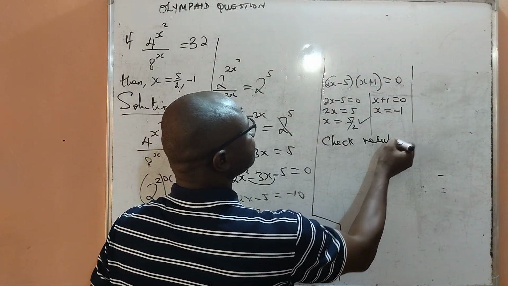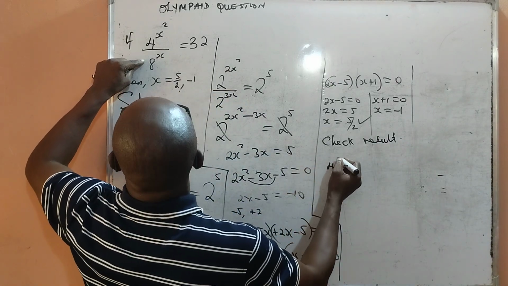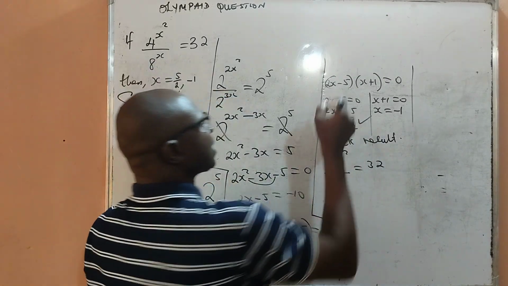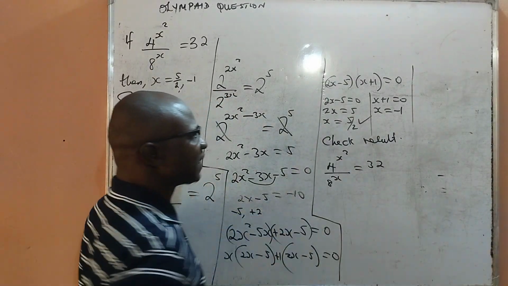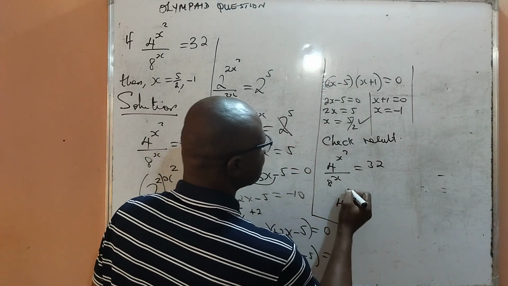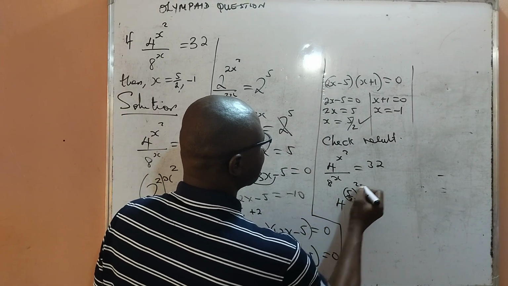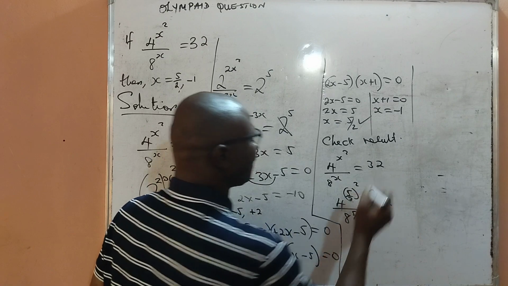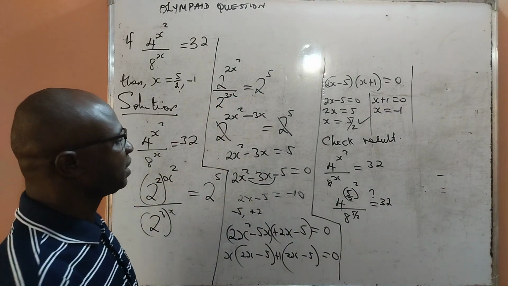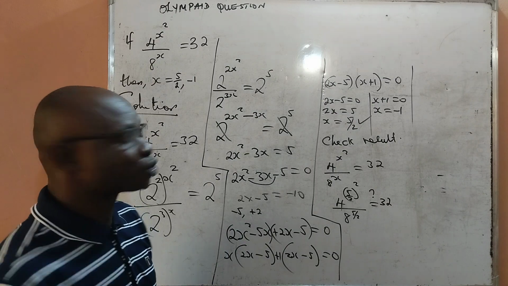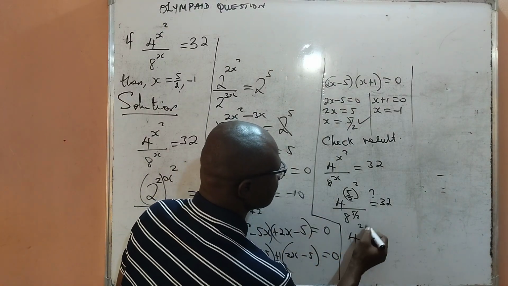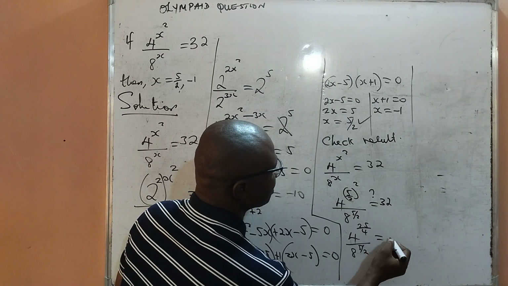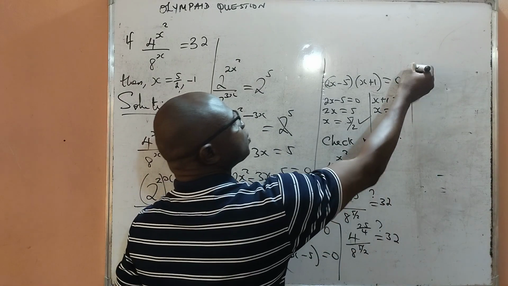Check results. I have 4 raised to power x squared all over 8 raised to power x. Is this equal to 32 when x is replaced? Now, if x is 5 over 2, that will give me 4 raised to power 5 over 2, also raised to power 2, all over 8 raised to power 5 over 2. Will this be equal to 32? I want to find out. But you can agree with me that 5 over 2 raised to power 2 is going to give me 4 raised to power 25 over 4 divided by 8 raised to power 5 over 2. Will this be equal to 32? So, solving this to find out.